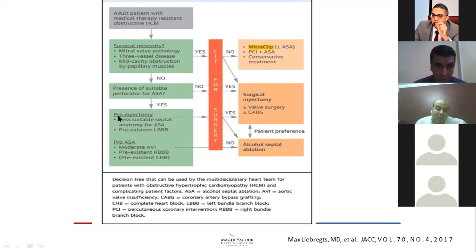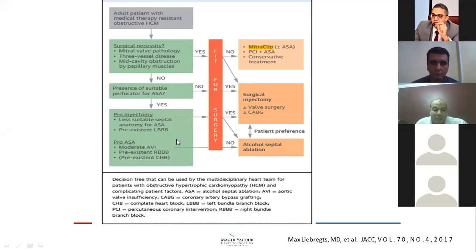Regarding myectomy, if the patient has a pre-existing left bundle branch block, it is more suitable to do myectomy, because all patients with HCM who undergo myectomy usually come out with left bundle branch block after surgery. So if it is present pre-intervention, myectomy is the suitable option. On the other hand, if the patient has a pre-existing right bundle branch block and undergoes a myectomy, he will have left bundle block also, so 100% he develops complete heart block.